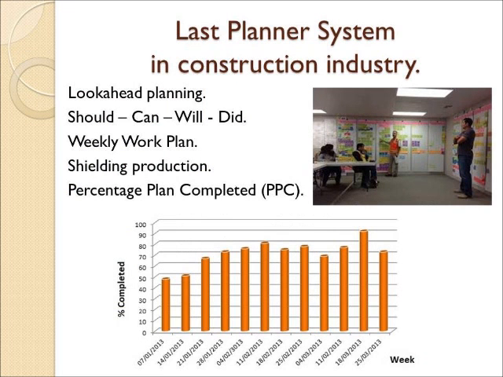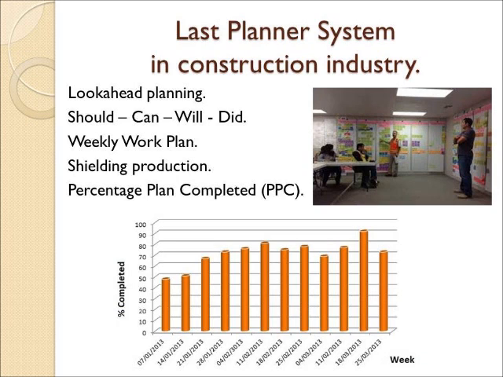The Last Planner System is basically focused on preparing the construction project from the design to the construction stage. The first part is look-ahead planning. The master schedule is split into parts, and necessary information and considerations are provided for each task. Should, can, will, did is a process where we consider the information and the resources we have to do a specific task, and then we compare with the results of what we actually did.